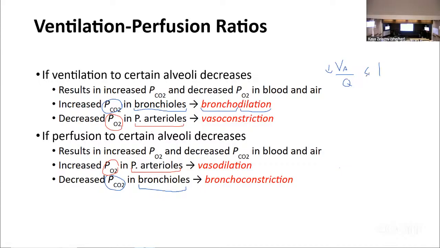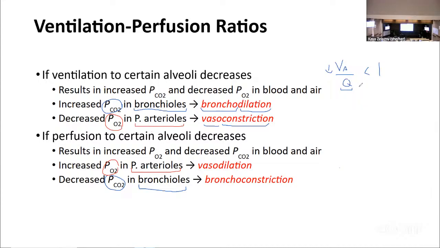But the other thing we can do to get this ratio back to 1 would be to drop down our perfusion. If you have less ventilation going to those alveoli, you could just drop down the blood flow to those alveoli as well. So our decreasing oxygen levels have a direct effect here on the arterioles, our pulmonary arterioles specifically, and they're going to constrict down that blood flow. So we're trying to fix this from both perspectives, the ventilation and the perfusion part.